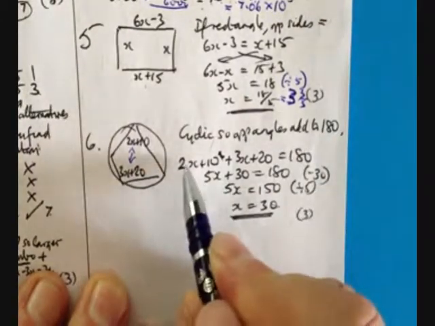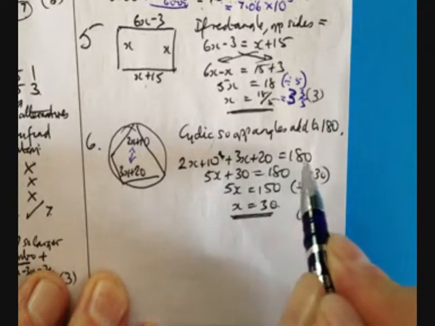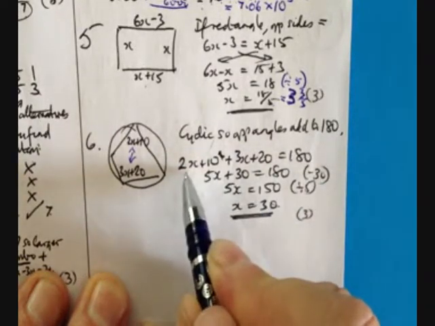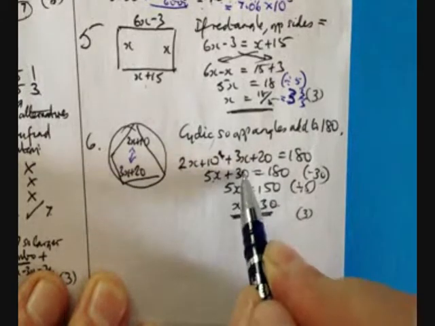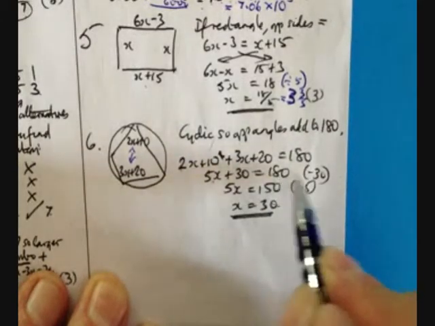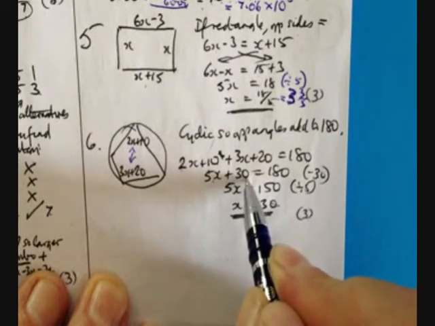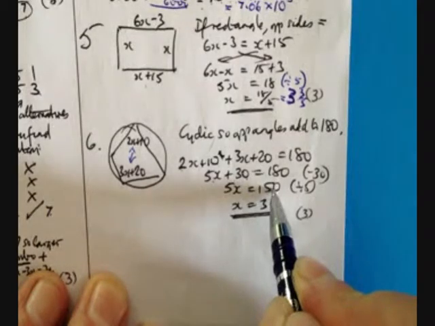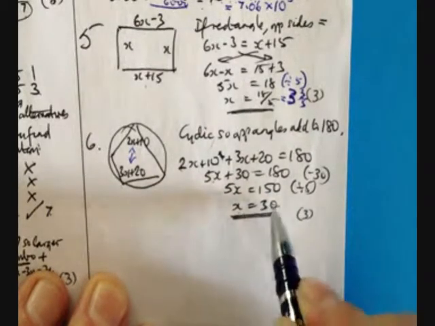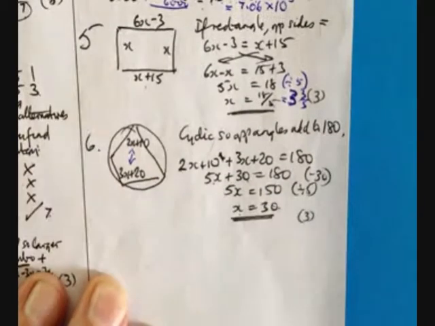So you add them together, 2x plus 10 plus 3x plus 20 is 180. Do your stuff, 2x and 3x, 5x, 10 and 20, 30 is 180. Opposite, as usual, minus 30. 5x is 150. Divide by 5, answer x is 30.